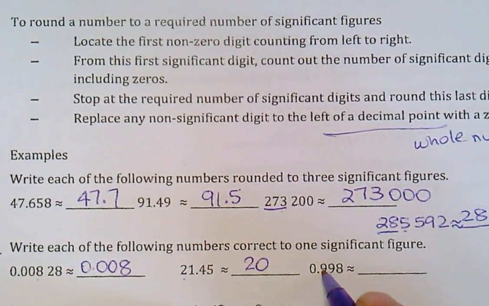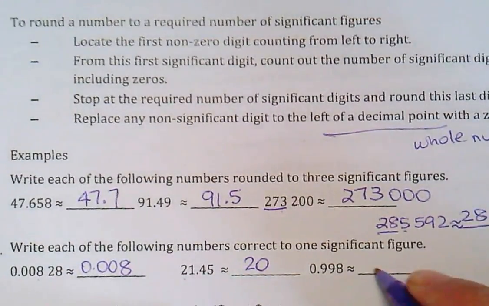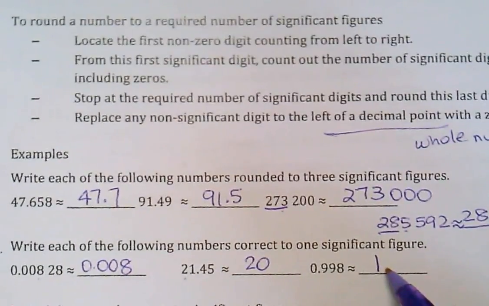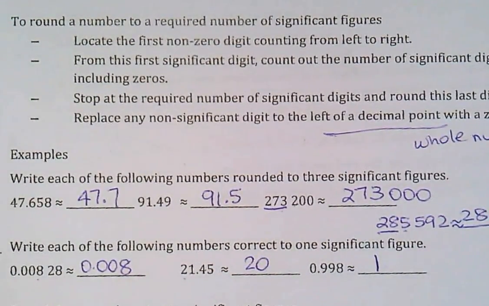All right, what about, this is a tricky one. So doesn't this get rounded up? 0.998, what does that round to? 1. That's it, not 1.0. Because if you put a point and a 0, zeros at the end of a decimal are significant. So it's just the number 1.